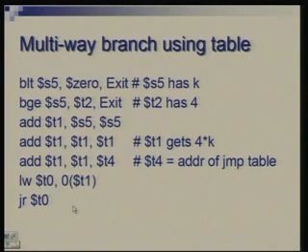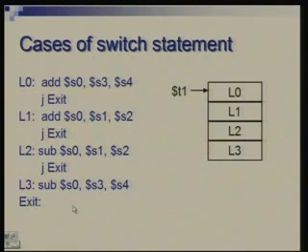So, the 4 cases we had are now listed here. They are at labels L0, L1, L2, L3, and the table is shown here: L0, L1, L2, L3. These are the 4 addresses kept in this table, and register T1 finally is made to point to the appropriate address in the table, and we are jumping to that.